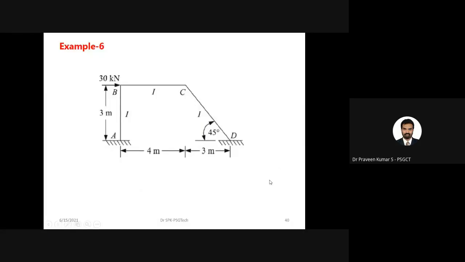So we'll move to the inclined member problem right now. Hope you are able to see my screen, right? Okay. So this is the problem, which has a frame A, B, C, D, and AB has a length of 3 meters, and a point load of 30 kN is applied at position B, where CD is an inclined column at 45 degrees. So the total length between A and D is 4 plus 3, 7 meters. The only change here is that there is an inclined member which is supposed to go for a sway. The remaining material properties are the same. So the distance is 3 meters and 4 meters plus 3, 7 meters.